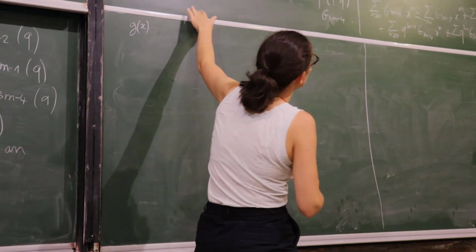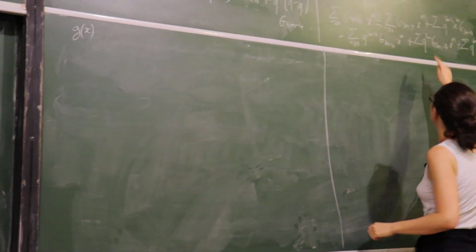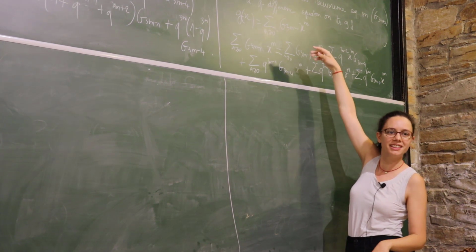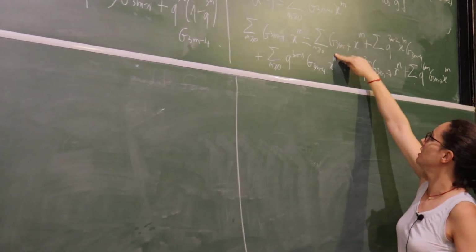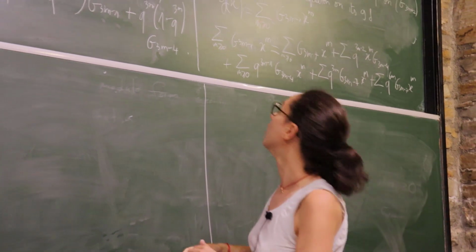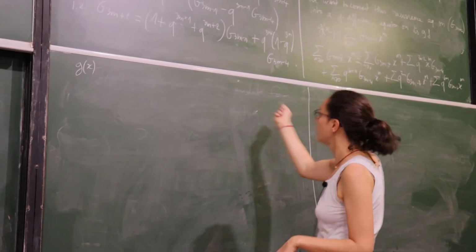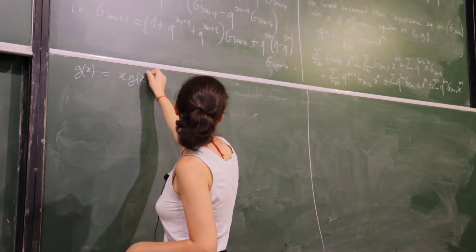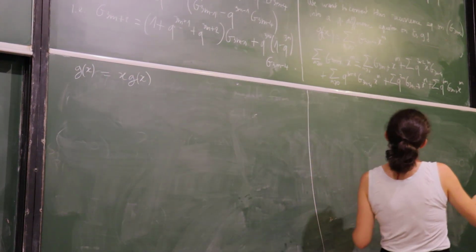Okay, why not? Here, we don't have exactly g of x, but if we take one x out, we would have the sum of g 3m minus 4, x to the m minus 1, and that would be g of, so x times g of x. So we can do that. Okay. Now let's go here.